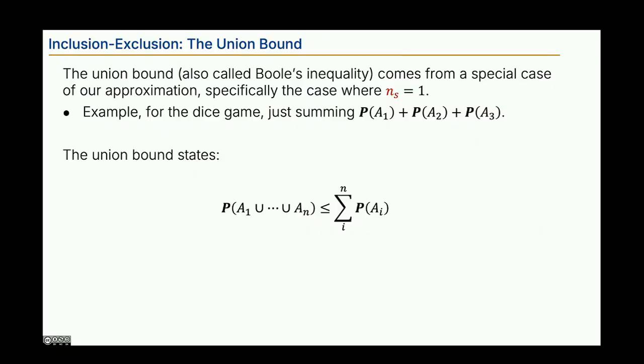Now, there's one very special case, which is the laziest case, that's great for us, where we're just going to pick n's equals 1. I'm only going to consider the individual probabilities, and this is sometimes called the union bound, or I've also seen this called Boole's inequality, which basically says that the probability of winning the dice game isn't 75%, but it's definitely less than or equal to 75%. So the probability of the union of a bunch of events is less than or equal to the sum of the probabilities of the individual events. Is this practically useful?